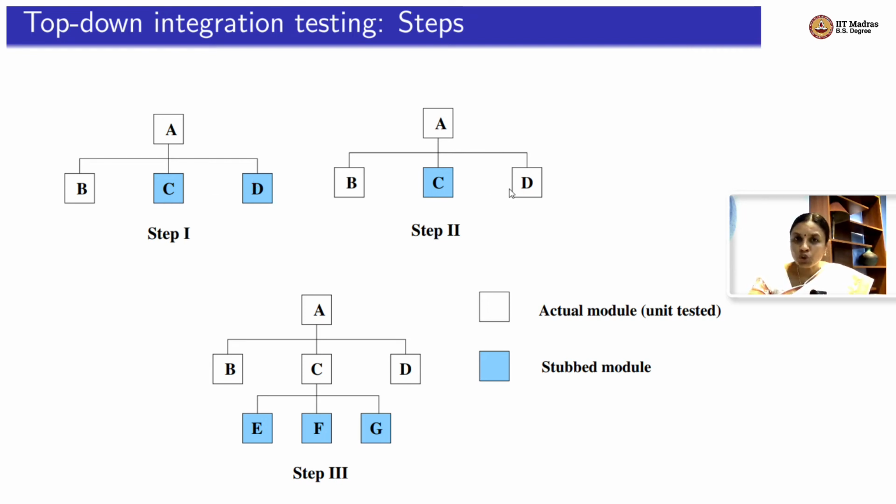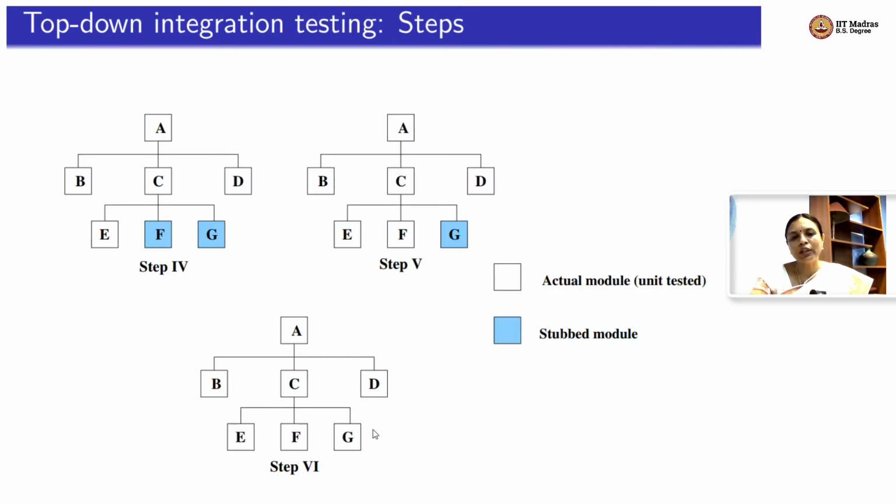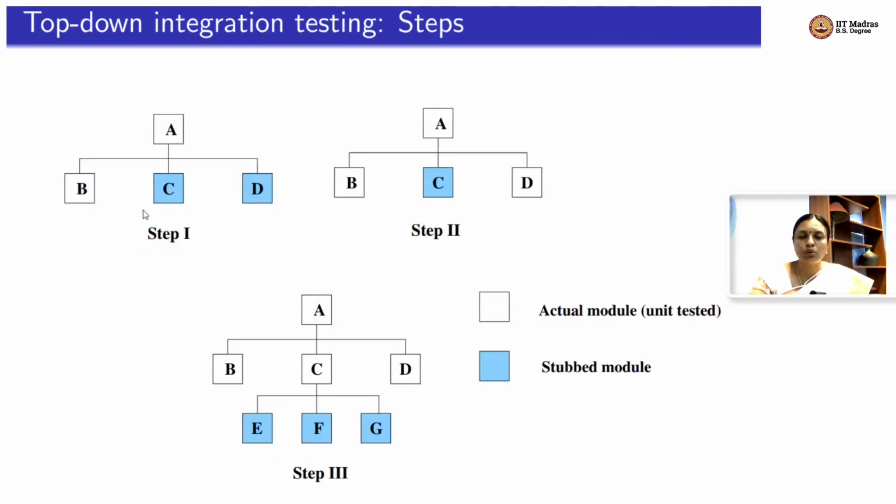Let's say D also eventually gets ready. So I work with a stub only for C. Now C also gets ready, but the callee modules of C, E, F, and G are not yet ready. So I work with stubs for E, F, and G, and I move on like this. Let's say E gets ready. So I work with stubs for F and G. Both E and F are ready. G is only stubbed. Finally, at the last step, all the modules are ready, by which I would have tested it for all the interfaces. So this is a top-down approach. Is this clear? First A is ready.